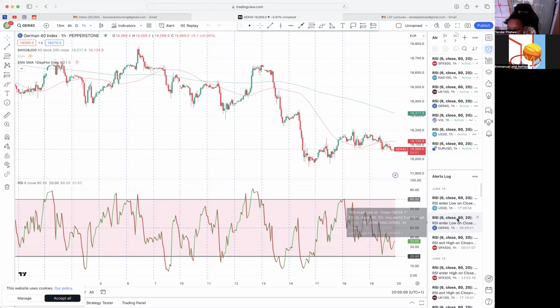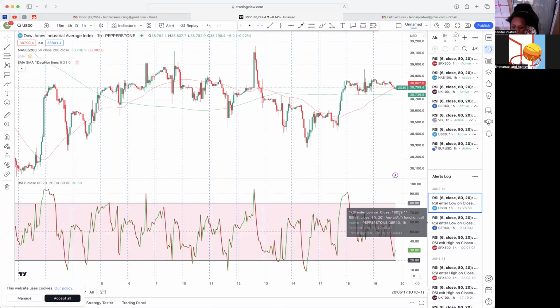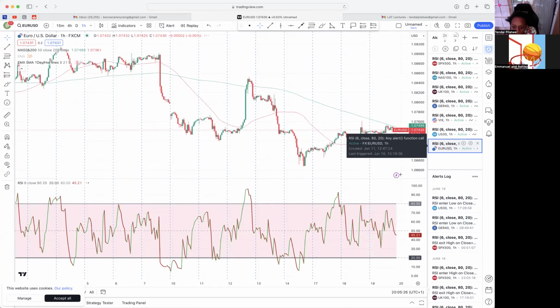So currently, it's 8 p.m. on a Wednesday evening, 19th of June. There hasn't really been any alerts since 5 p.m. Just browsing through the charts right now, just looking at the charts and just trying to see if there's any trades.